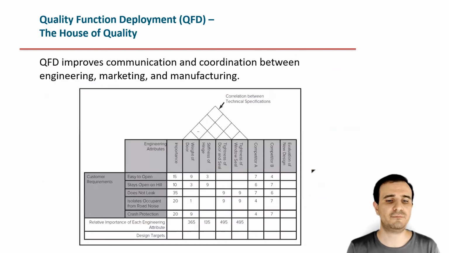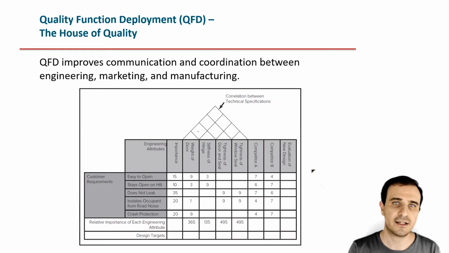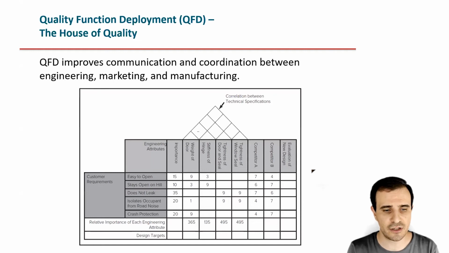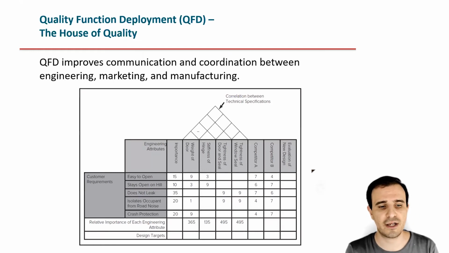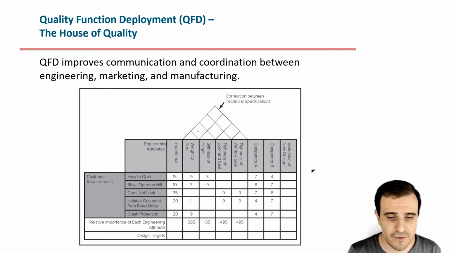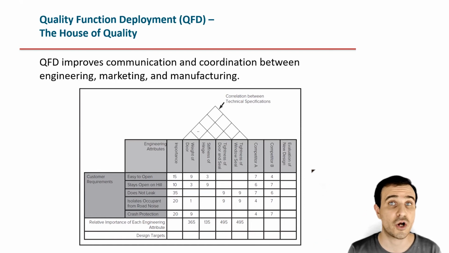So essentially, we can use this matrix, and as you can see, here we have the customer requirements of a door: easy to open, stays open on the hill, does not leak, isolate occupant from road noise, and crash protection, versus the engineering attributes, from the importance, from the weight of a door, the stiffness, the tightness of a door, the tightness of a window sill, and also some examples from the competitors.